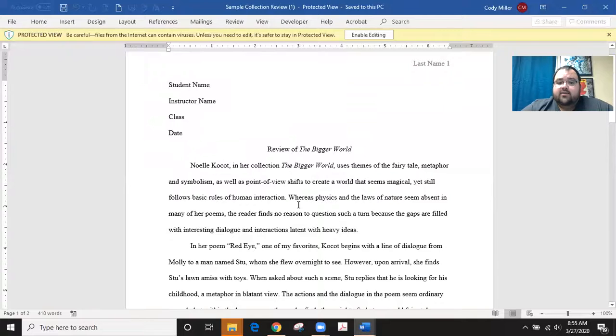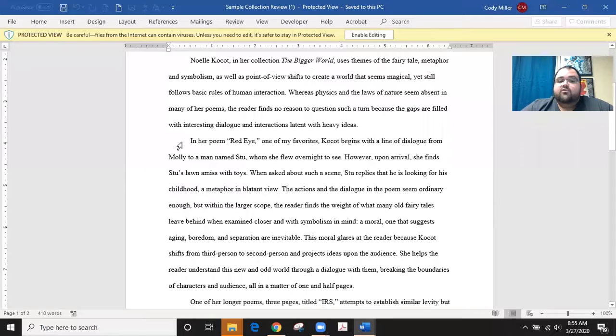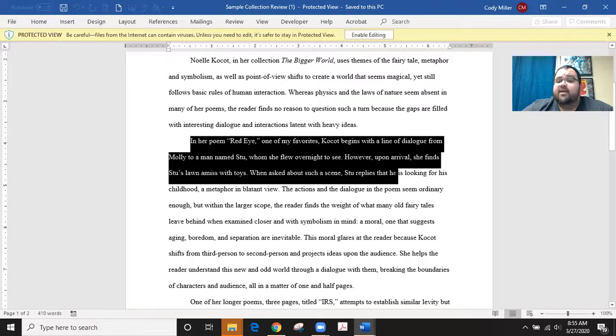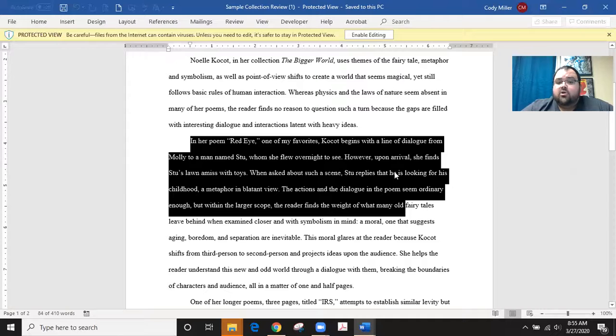So you would put that in here, and then you'll notice that essentially there's a couple sentences about what her poems are really focusing on. So this is Noelle Cocott in the bigger world, and she uses the themes of fairy tale, metaphor, and symbolism, and she does that throughout her whole collection. Okay, then the student moves on in the next paragraph to talk about one of her favorite poems and what Noelle Cocott was doing within Red Eye, which is one of her poems.